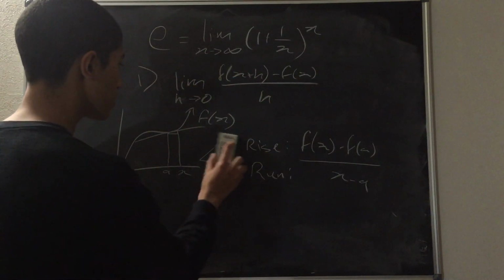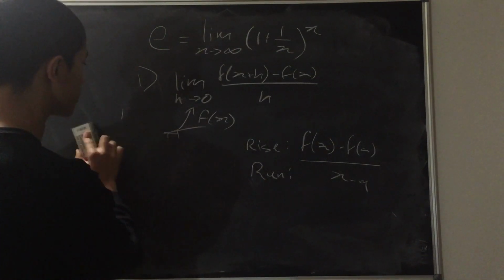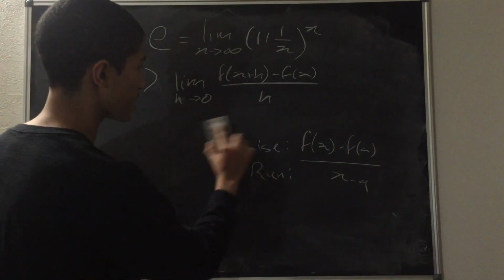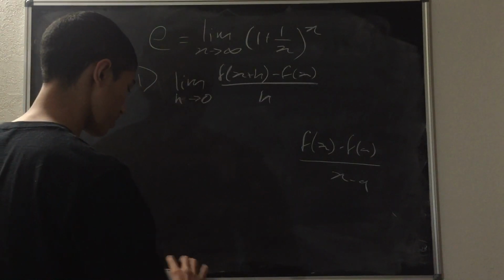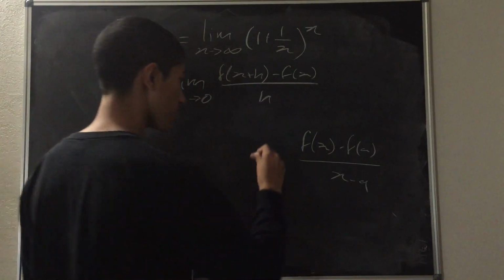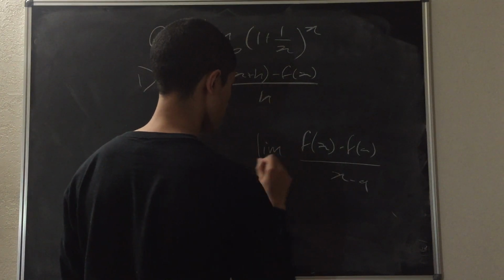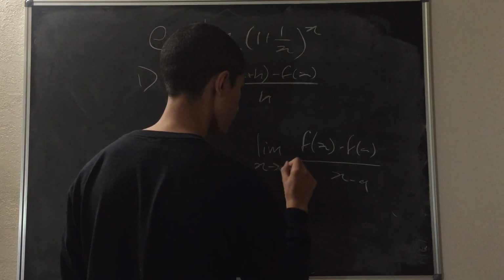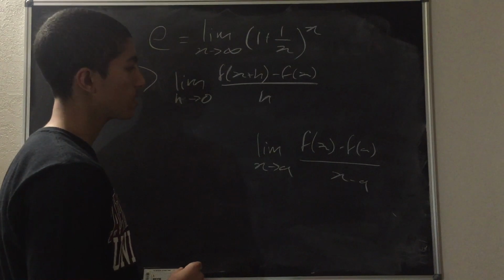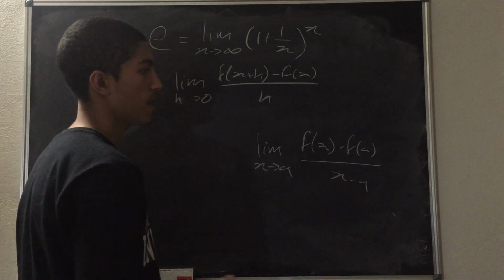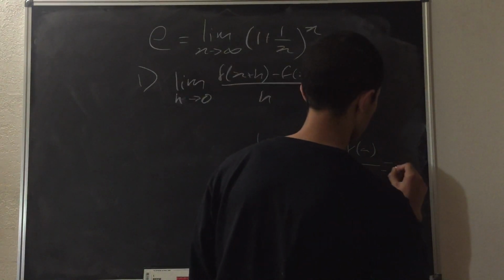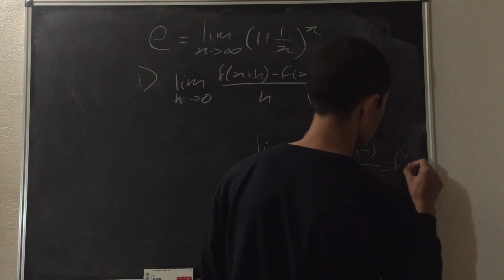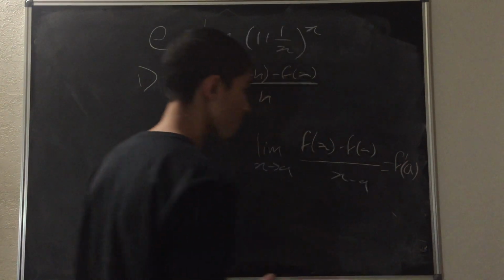Now, to become very precise in our definition of slope, we'll have to take the limit of x going really close to a. So we will rewrite this as the limit x tending to a of f of x minus f of a divided by x minus a. And this is our new definition of the derivative, and I'm going to call this f prime of a.